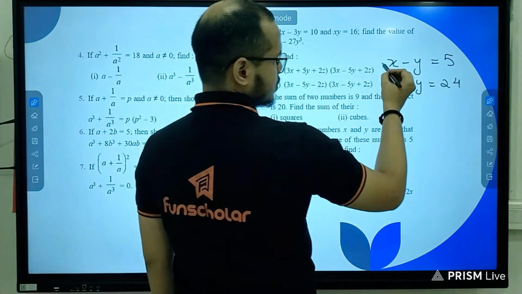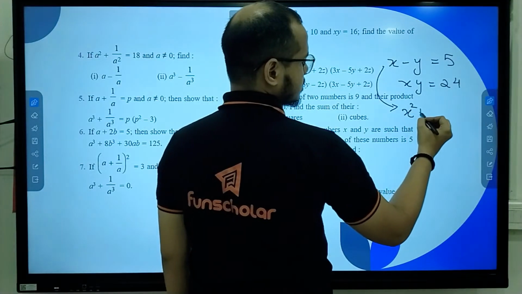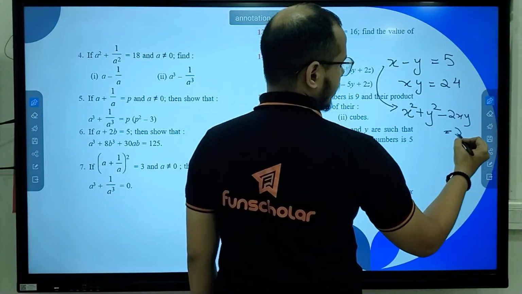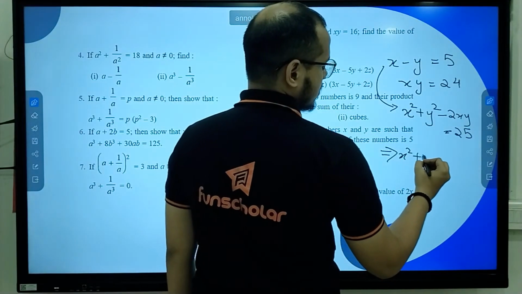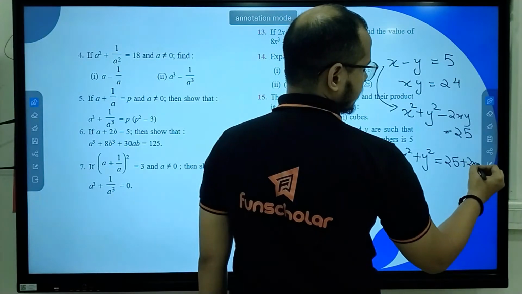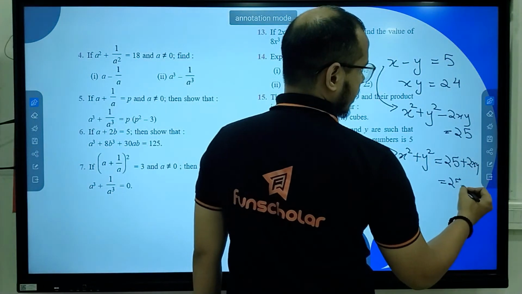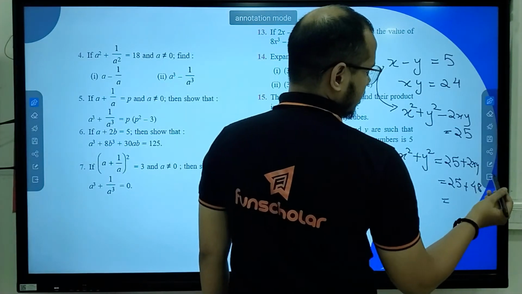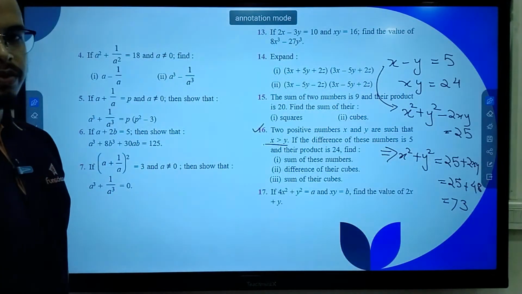So first part, I'm squaring both sides. After squaring both sides, we get x² + y² - 2xy is equal to 25. So x² + y² is equal to 25 + 2xy, but 2xy is already given as 24 into 2, that is 48. So it will be 73. So x² + y² is 73.